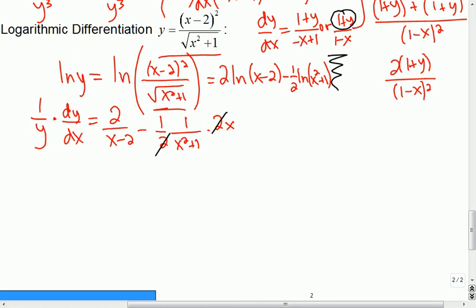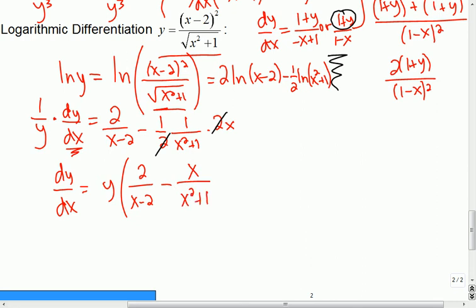Okay, so if I wanted to solve this like we've been doing, and solve it for dy by dx, dy with respect to x is going to be y times 2 over x minus 2 minus x over x squared plus 1. Now, so far you probably agree with me that's a way, way better thing to do than all that quotient, product and chain rule. But we have one more thing to do here.